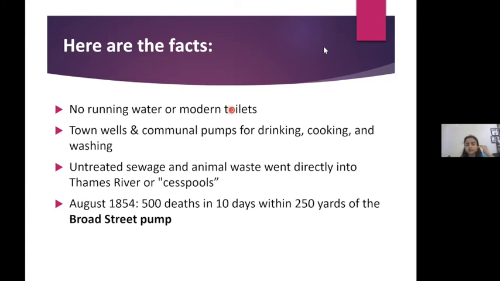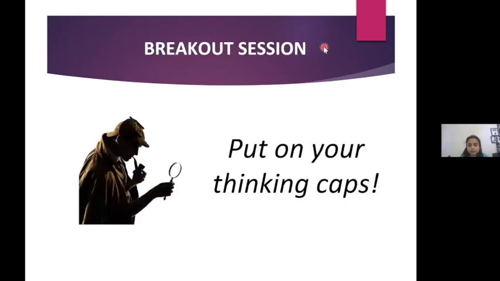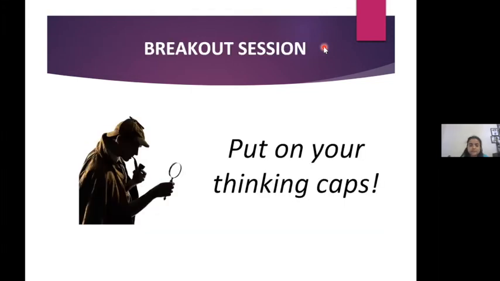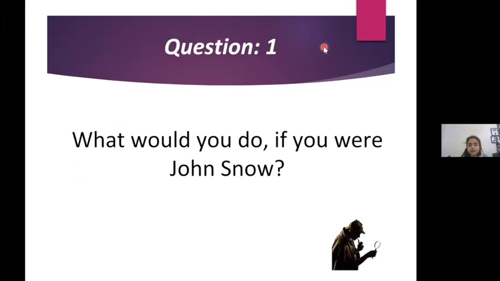So here are your clues, right? Now, you have just reached Broad Street. I have given you the facts, which are here. Now I have 3 questions for you. Start thinking. Number 1, if you were Jon Snow, the investigator who has been sent, what would you do? Where do you start?